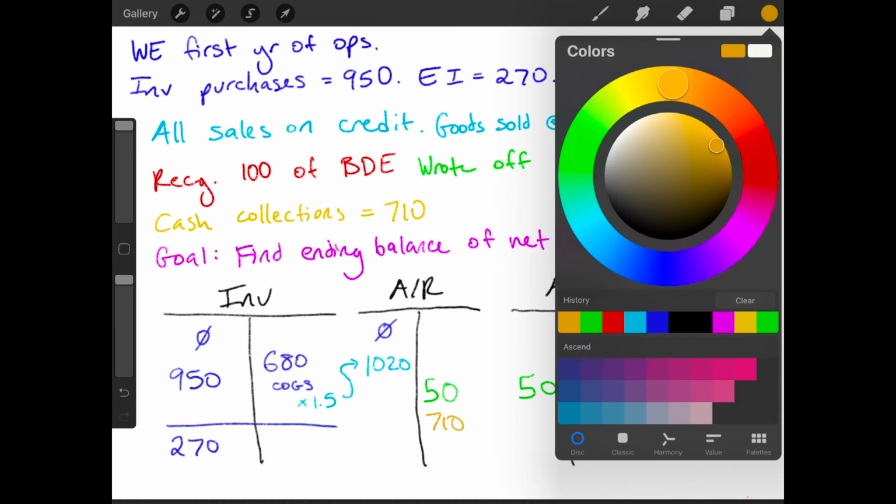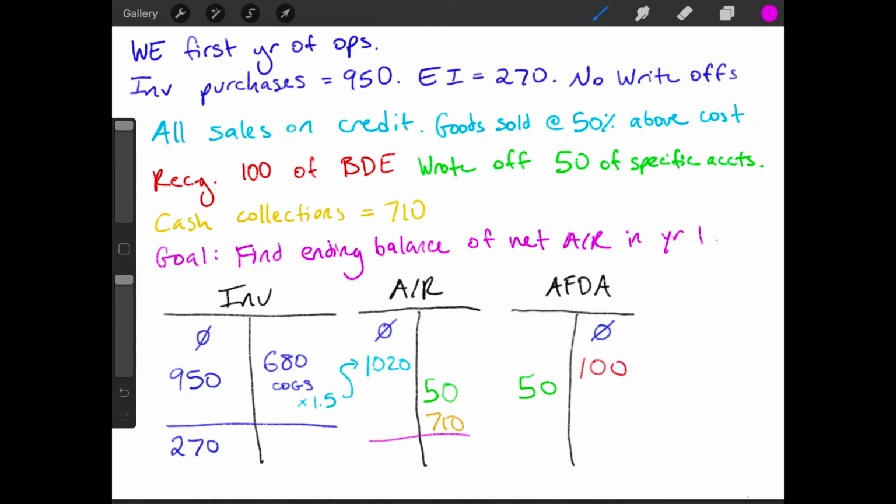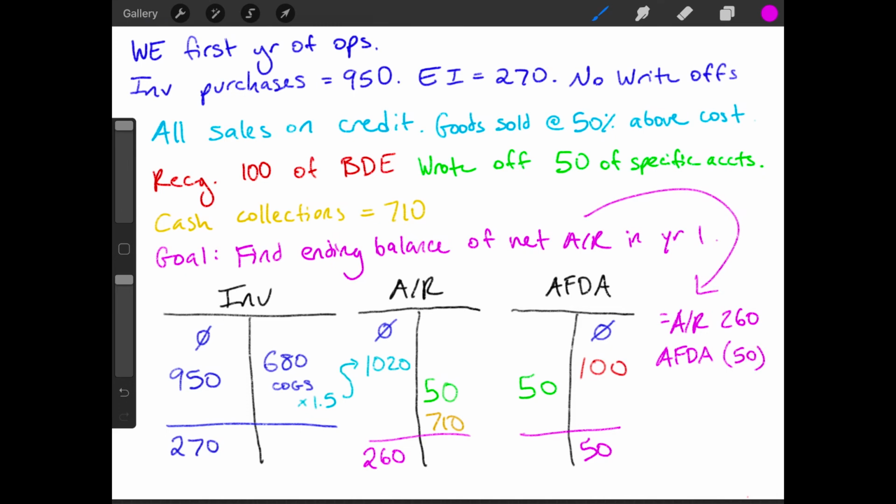Lastly, my cash collections were $710, so I'll fill that in and then calculate the ending balances in my AR and AFTA account. The ending balance of my accounts receivable now is $260, and the ending balance in my AFTA account is $50. Since my actual goal in this question is to solve for my net accounts receivable ending balance for my first year, I know that I'll net these two accounts together. So my AR again is $260, and the balance in my AFTA account is $50. Since AFTA is a contra account to accounts receivable, my net accounts receivable will be $260 minus $50 to get an answer of $210.